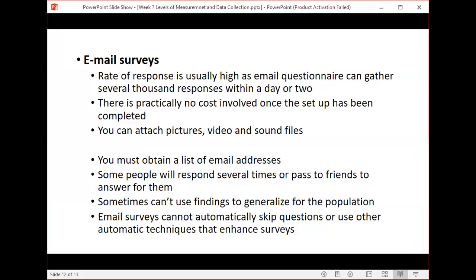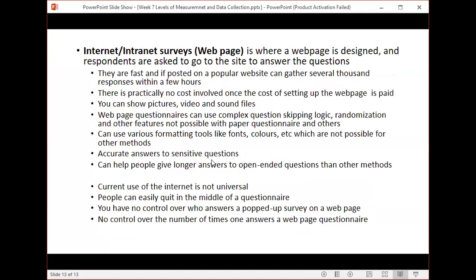Okay? It's just like you sending the thing on WhatsApp, okay, to people, or Facebook to people, and they click and then answer. They are not random enough. You cannot generalize for the population. Okay, so email surveys cannot automatically skip some of the questions, you know, and you have to use other automatic techniques that will use the surveys. So there are some advantages and disadvantages for each one of the different ways that we can gather data.